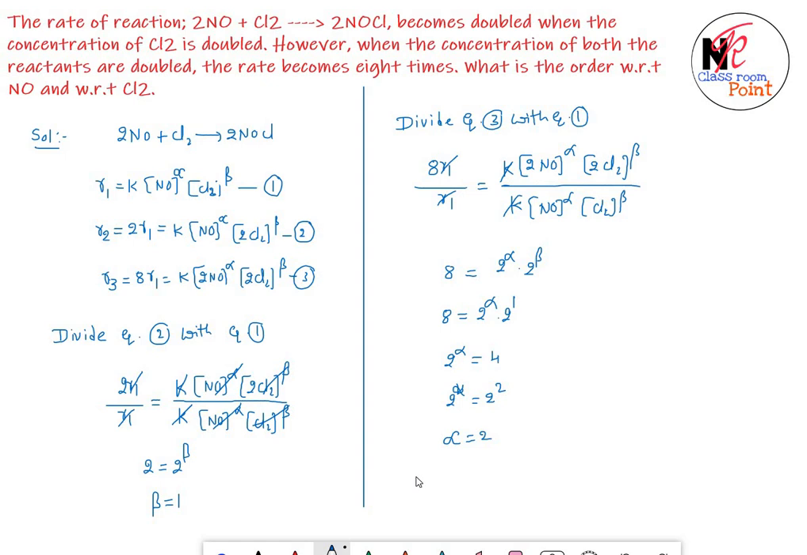So hence the order with respect to NO is 2, and the order with respect to Cl2 is 1. Total order equals 2 plus 1, that is a third order reaction. So now we can write the rate equation as R equals K into concentration of NO power 2 and concentration of Cl2 power 1. This is the answer of this question.